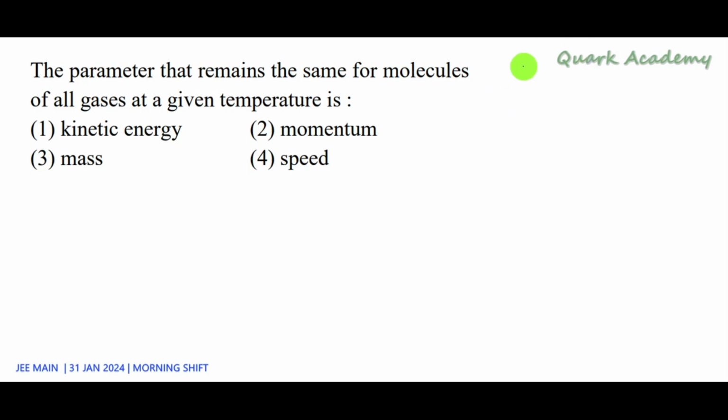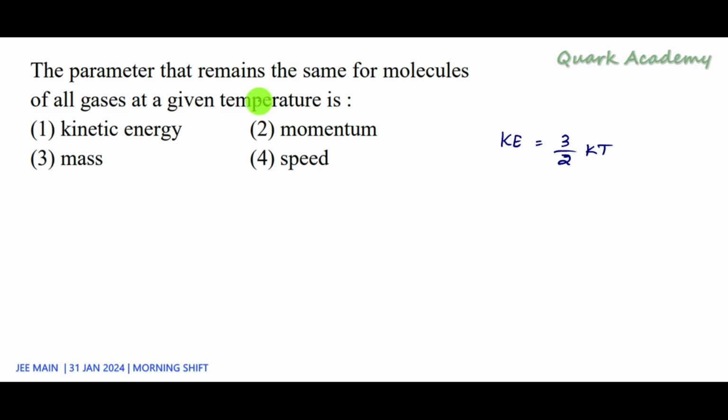The parameter that remains same for molecules of all gases at a given temperature is what? So let's check one by one. The average kinetic energy of a molecule we can write as 3 by 2 K into T, where K is Boltzmann constant, T is temperature. And it is the same for all the molecules, right?